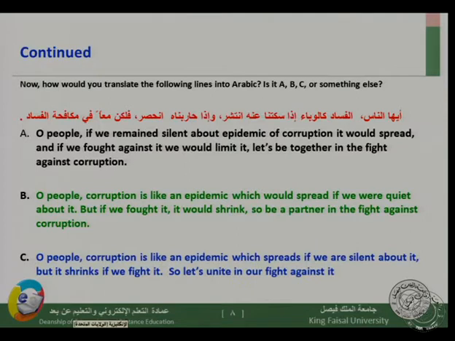Somebody delivering a speech about al-fasad. How are you going to translate this, first few sentences? A. O people, if we remained silent about epidemic of corruption, it would spread, and if we fought against it, we would limit it. Let's be together in the fight against corruption.